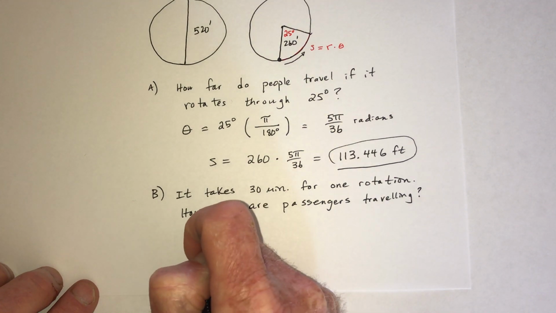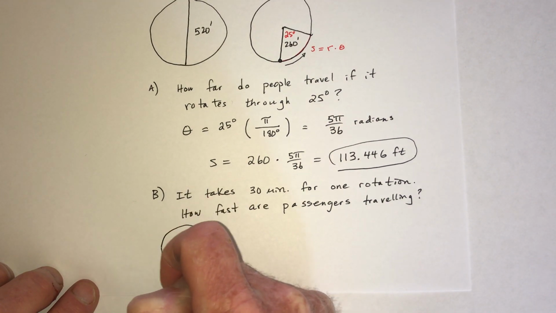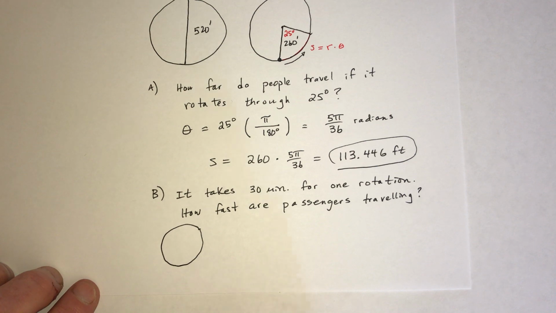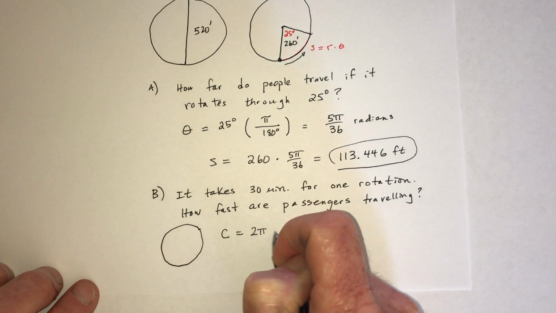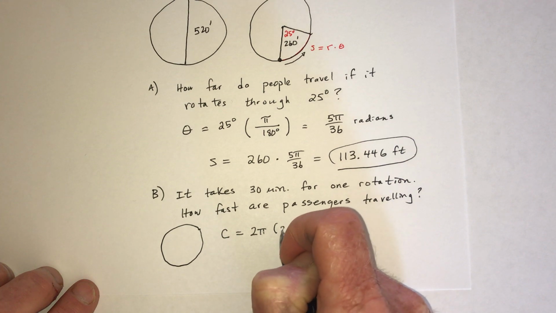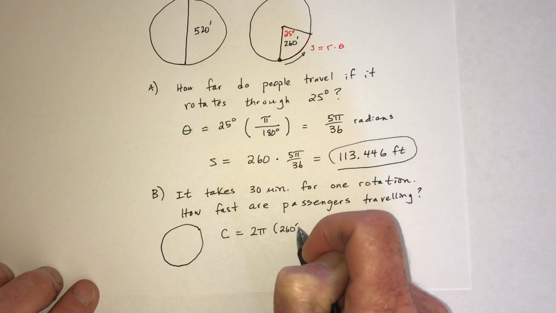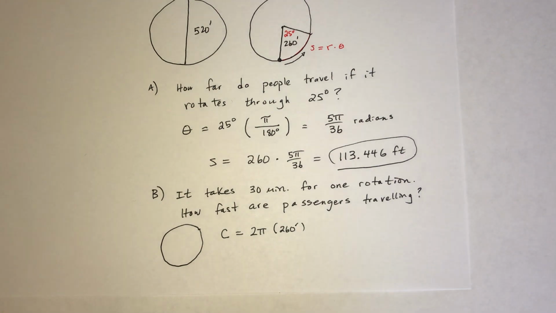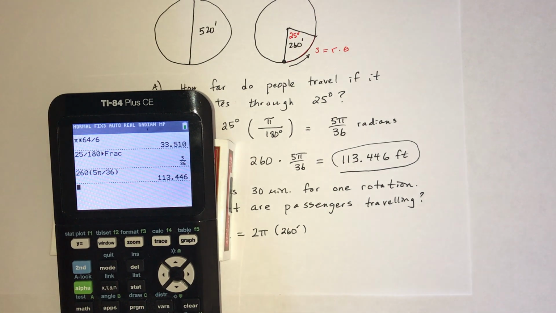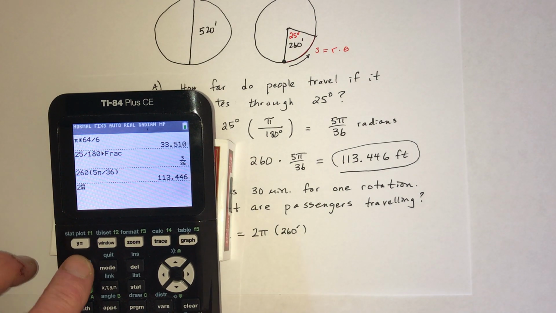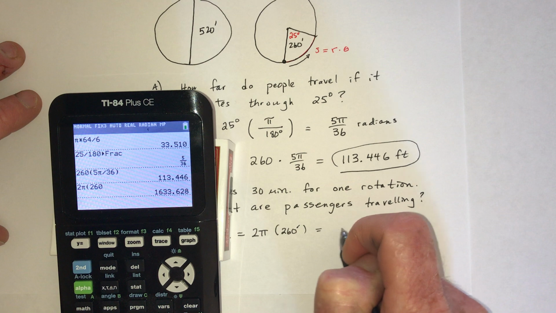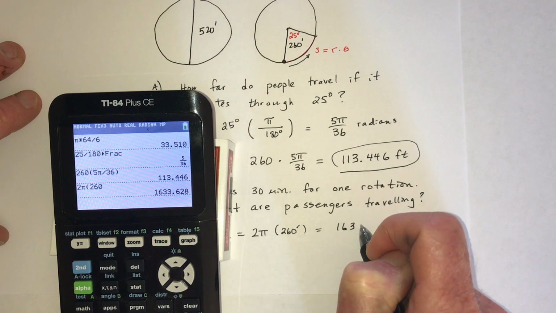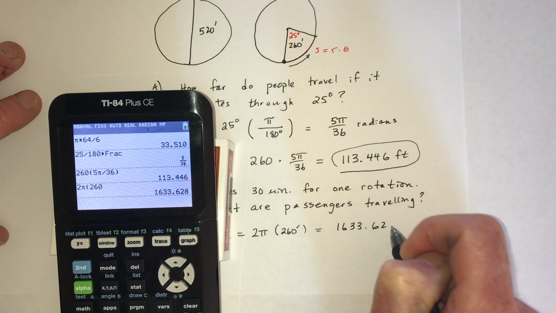Okay, so 30 minutes, they're going to go one time around. So that means I need circumference, which equals 2 pi times the radius. So how much is 2 pi times 260? So they're going to travel 1,633.628 feet.